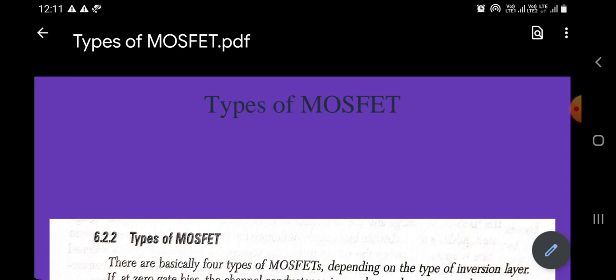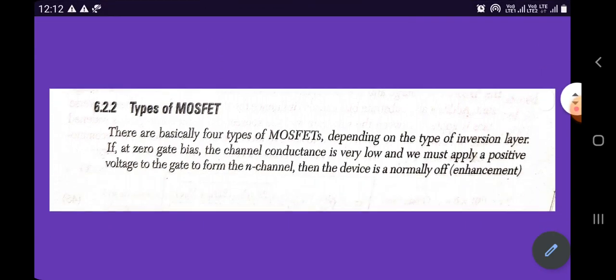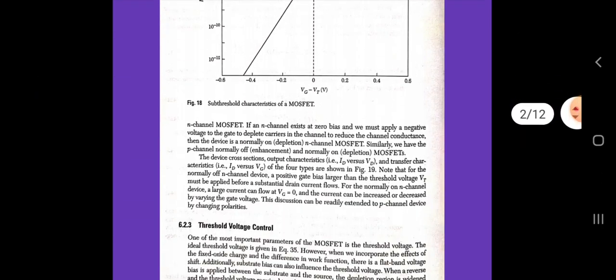If an N channel exists at 0 bias and we must apply a negative voltage to the gate to deplete carriers in the channel to reduce the channel conductance, then the device is normally on, that is the depletion N channel MOSFET. Similarly, we have P channel normally off enhancement and normally on depletion MOSFETs. These are the 4 types of MOSFETs which are available.